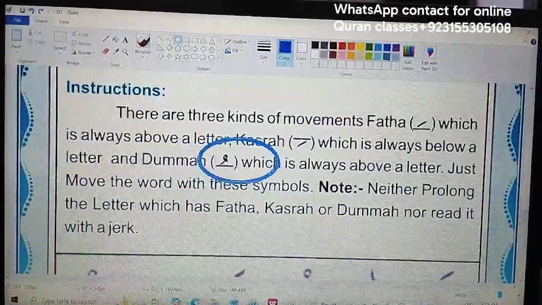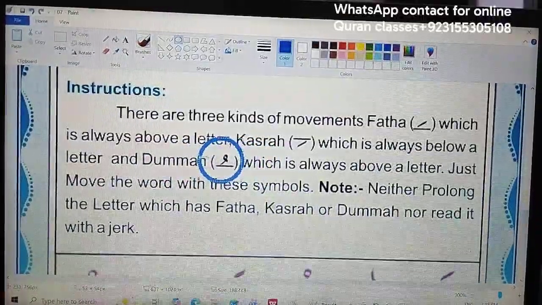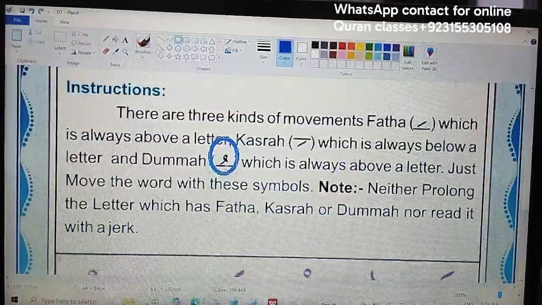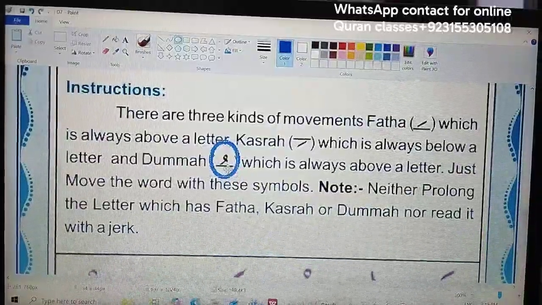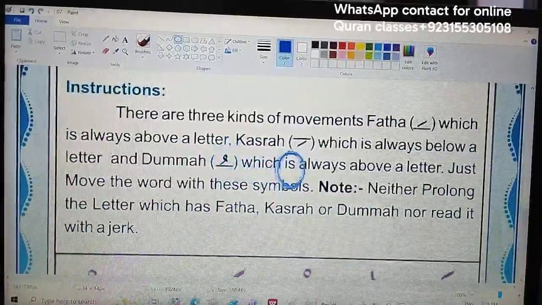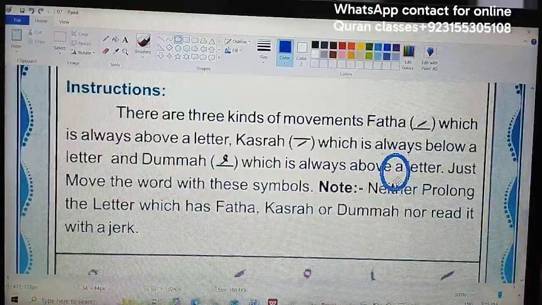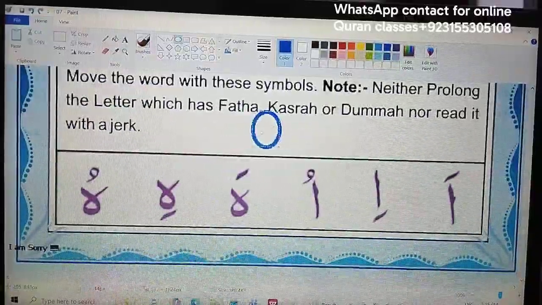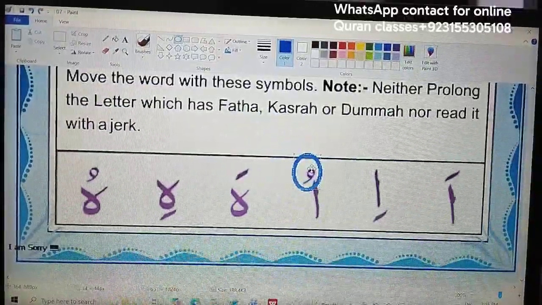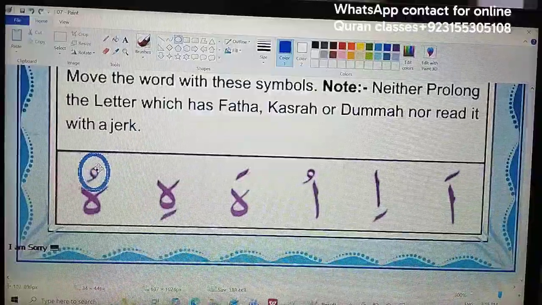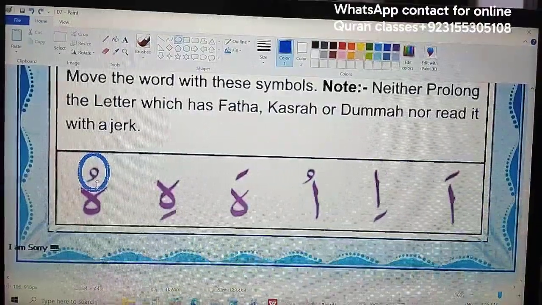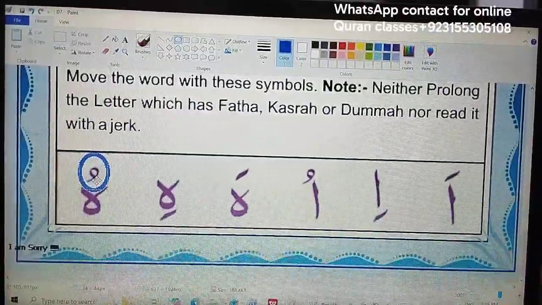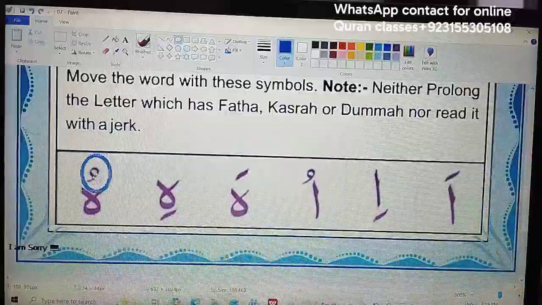You see this is the shape of dhamma, a small wow-like shape. This is dhamma. The name of this movement is dhamma, which is always above a letter. Okay, so you see here now this is dhamma. It's above a letter, and here also this is dhamma. A small wow-like shape is called dhamma, and it is always above a letter. This is the sign of dhamma.